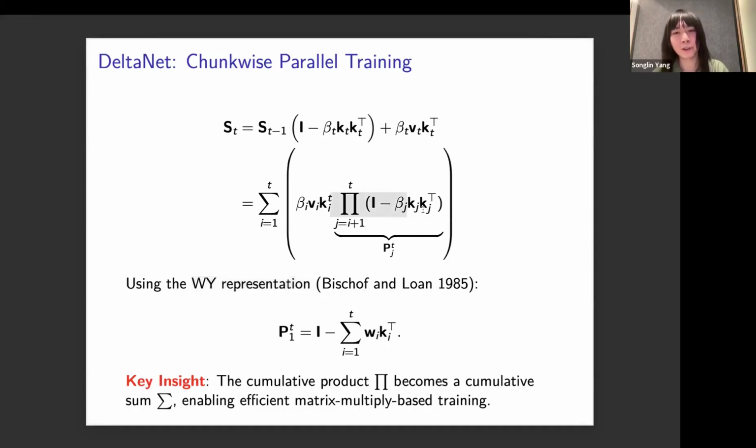So here we have the cumulative product of the transition matrix, which is difficult to handle. But with the WY representation, you can write it as the identity matrix minus the cumulative sum of the outer products of two vectors. Cool. And we have encountered this before, right? In the linear case. So this is our old friend, the cumulative sum of outer products. We can write it as a matrix multiplication in the following way, which is very hardware efficient.